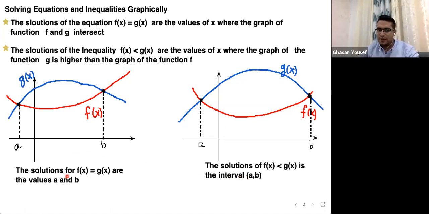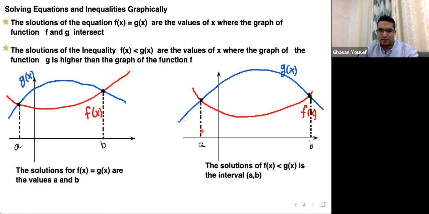But the solution for an equation, f of x equal g of x, when you see equal, should be a point, A and B. Why is it A and why is it B? Because if you go back up, the solution of the equation f of x equal g of x are the values of x where the graph of the function f and g intersect. As we look here, the red curve and the blue curve intersect at this point and also at this point. So the solution for this graph is A and B.